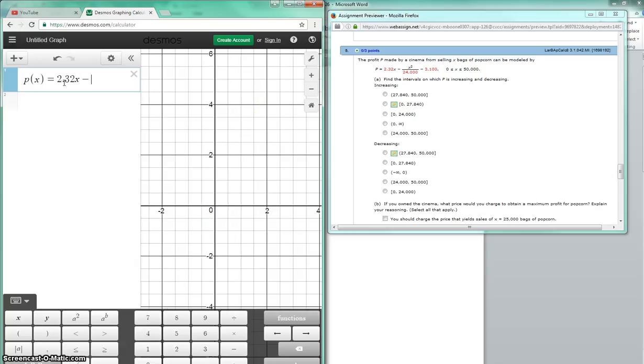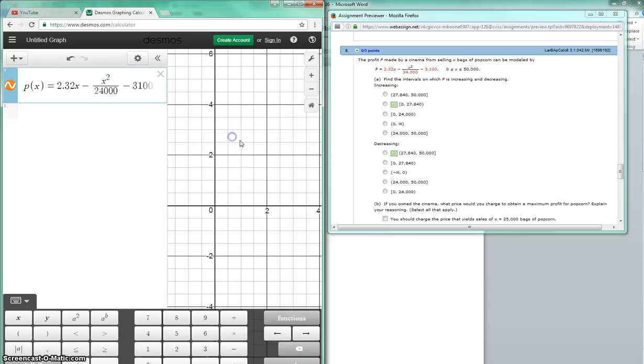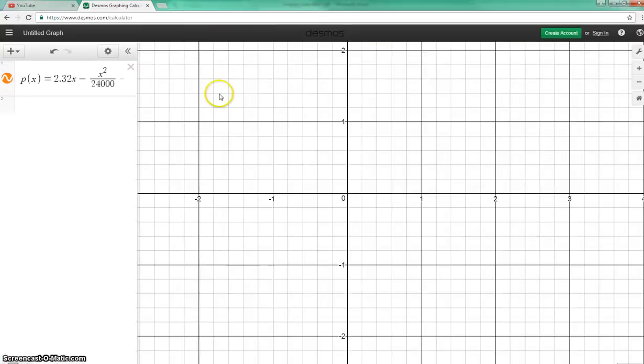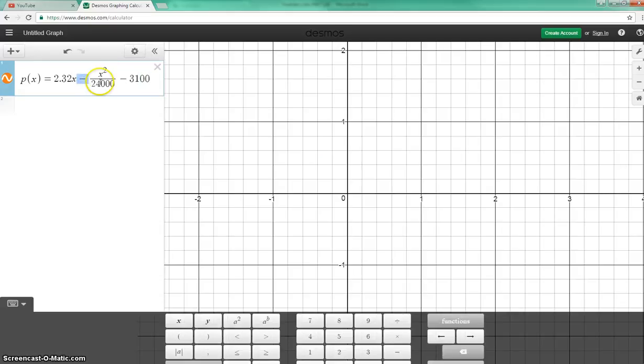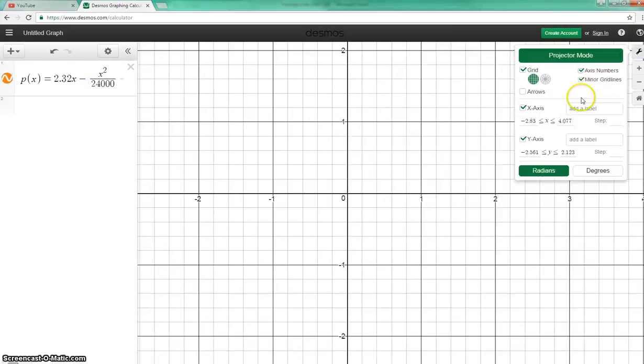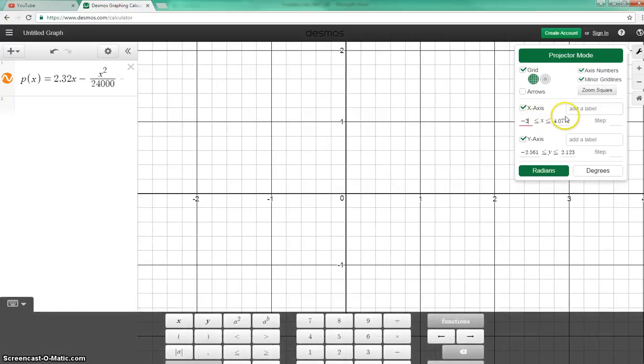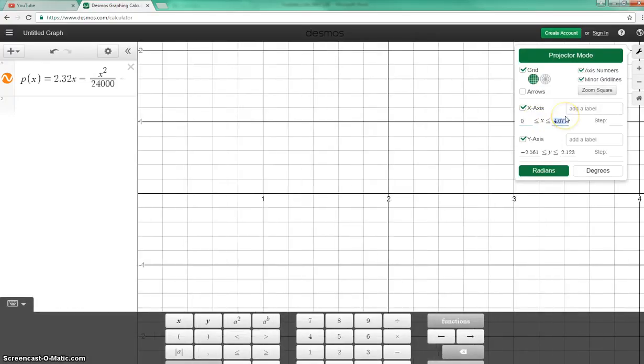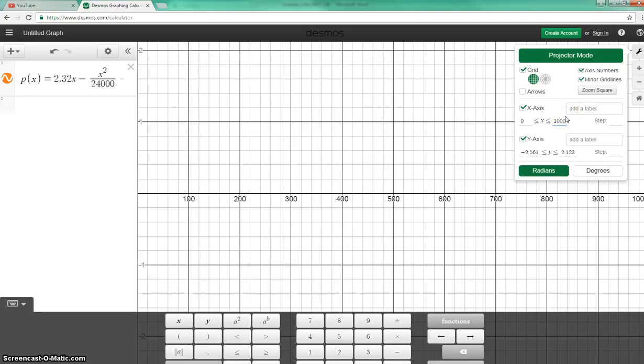What we got next? Minus x squared divided by 24,000 minus 3,100. And so sometimes the hardest part with graphing something is finding where the equation is, right? So here's my equation. Well, I know when I plug in 0, I get -3,100, so it's way down low. And we're talking about our x, so that's number of bags of popcorn. So I'm guessing in the world of popcorn, we could probably make a lot of popcorn. So I'm going to have my x go from, let's go 0 to 1,000 bags of popcorn.